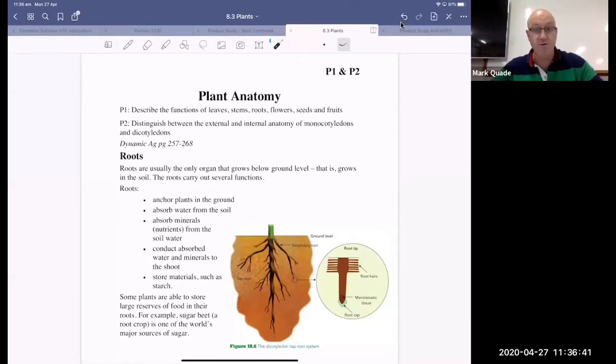Now, roots, so we know what roots are, right? They're below the ground, they're for water and for nutrients. So we've got these 5 different functions here. Anchor plants to the ground, absorb water from the soil, absorb minerals and nutrients, conduct absorbed water and minerals to the shoots, to the leaves, and store materials such as starch. Now, starch is a product that comes as a result of photosynthesis. So we've obviously got to transport from the leaves down as well. So it's not just one way. We have materials going both ways. Okay.